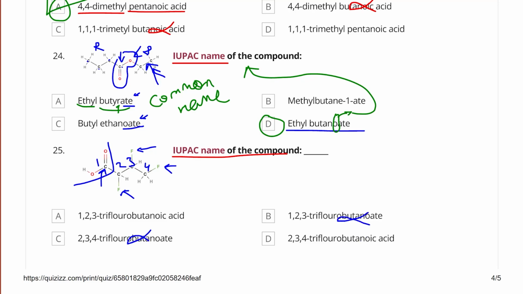Eliminate this one, this one. And 2, 3, 4, 3 fluoro. 2, 3, 4, 3 fluoro. This is the answer. Option D.